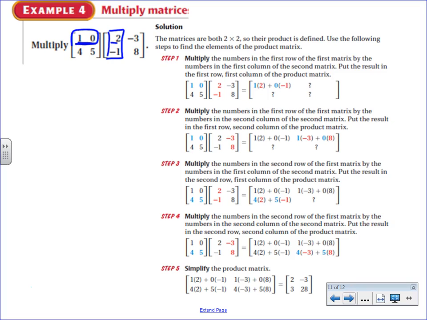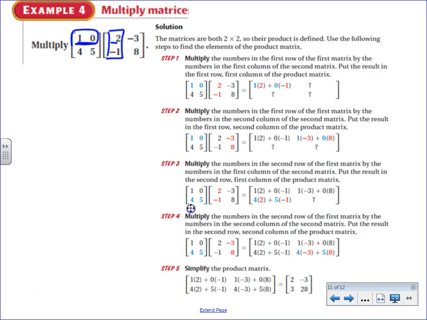And we can see that color-coded here in the solution example. So we just multiply the first result in the first row, first column, times the first one over here. So 1 times 2. And then we move over, 0 times, and move down -1. And then we move over to the next column. So keeping the first row, 1 times -3 and 0 times 8. And that puts us in the next row and column.